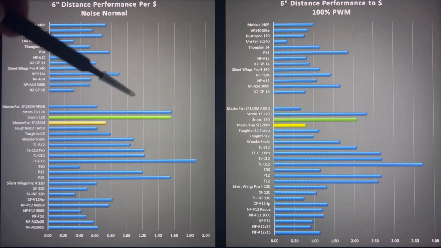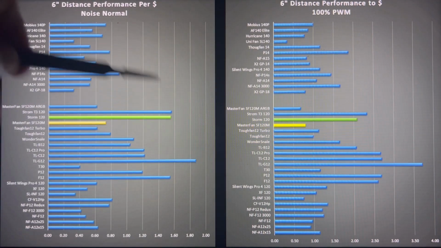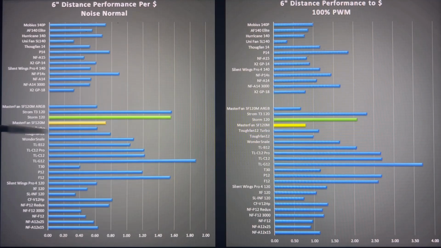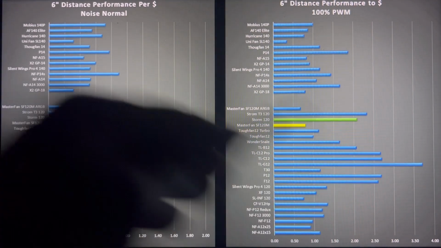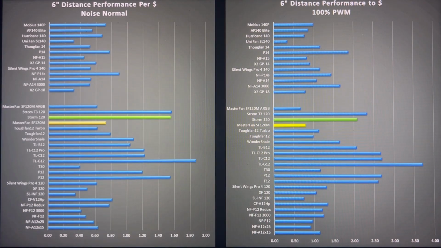All of that said, the Storms are ranked very highly at the 6-inch mark. The Master fans are ranked above average, but still kind of in the middle-ish. When we're taking a look at 100% PWM fan signaling, the Storm T3 does significantly better than the regular Storm, but they're still shifted towards the top, but they are not the best. That belongs to the TLG12, and actually the F12, and the P12. So noise normalized, keeping the fans quiet, versus 100% PWM, don't care about noise at all.